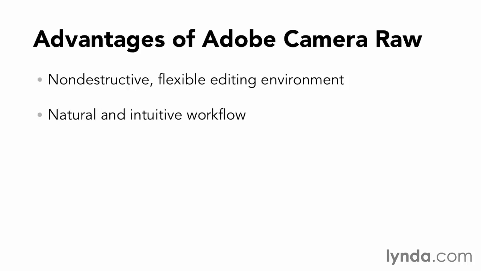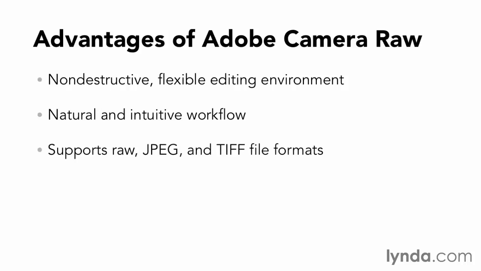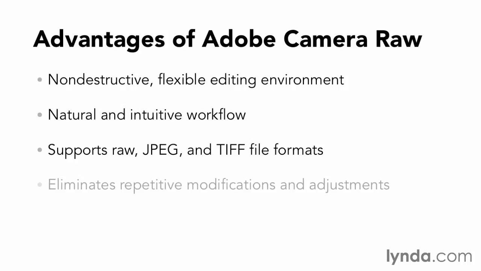Another advantage is that Camera Raw works not only with RAW files, but also with JPEG files as well as TIFF files. So even though it's called Camera Raw, you can work with all these different file formats. So once you learn the settings and how to apply them, you can then use them to correct or enhance all of your photographs. The fourth advantage is that Camera Raw can be automated.